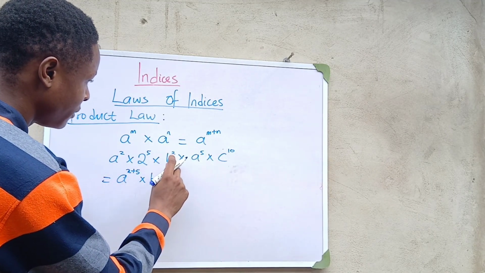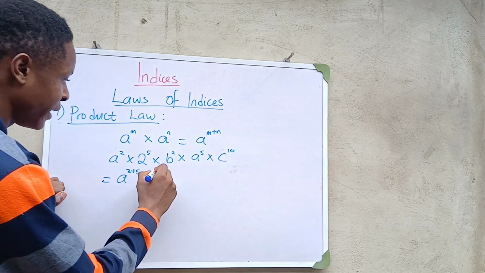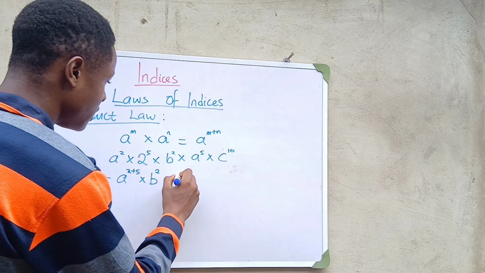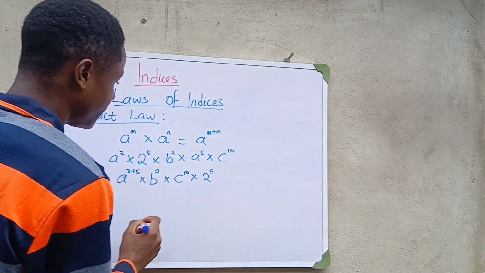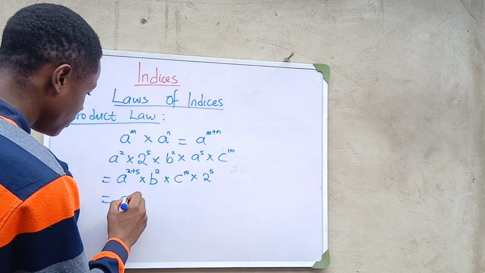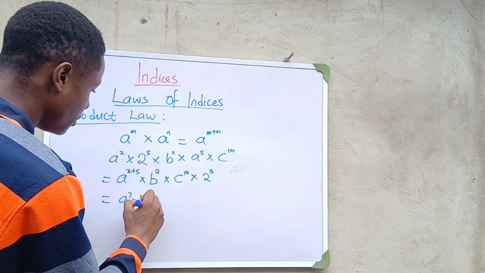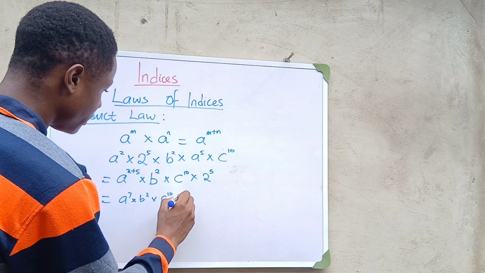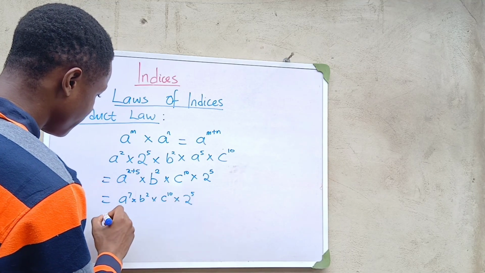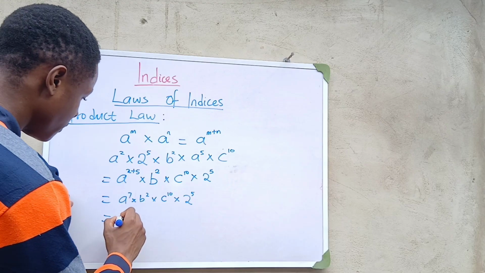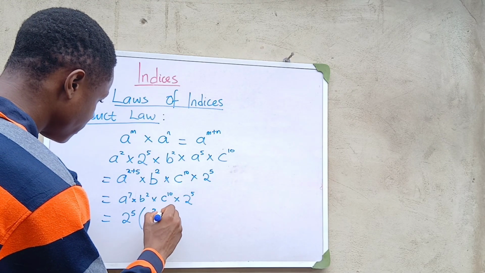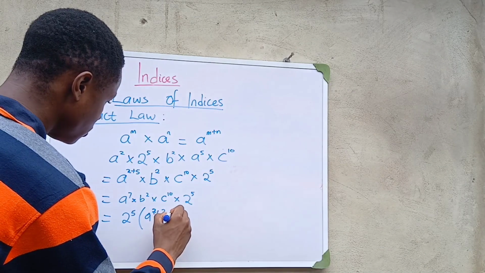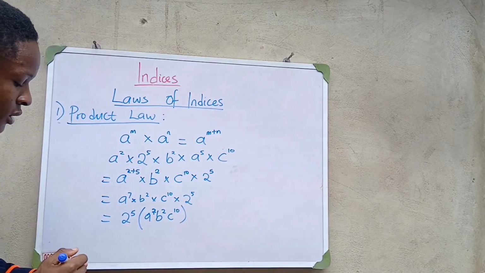We don't have another base again. So we have only b raised to power 2 times c raised to power 10 times 2 raised to power 5. So we'll be left with a raised to power 7 times b raised to power 2 times c raised to power 10 times 2 raised to power 5. So these two will now come forward. So we have 2 raised to power 5 times a raised to power 7, b raised to power 2, c raised to power 10. So this is our answer.